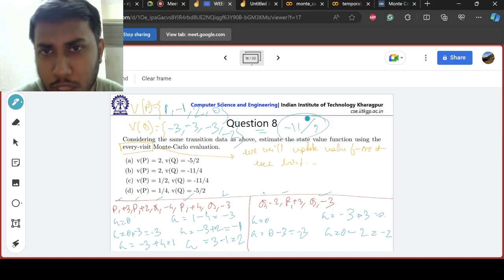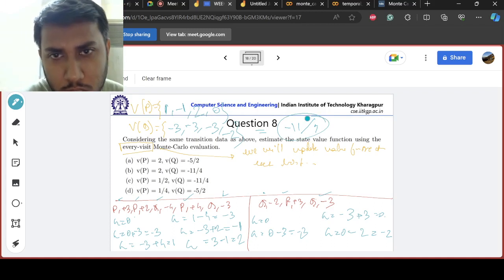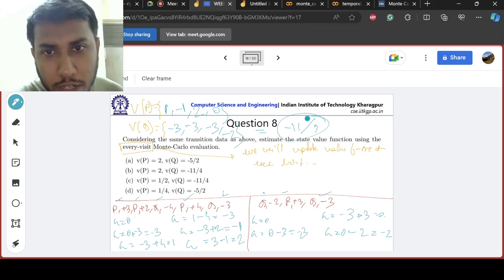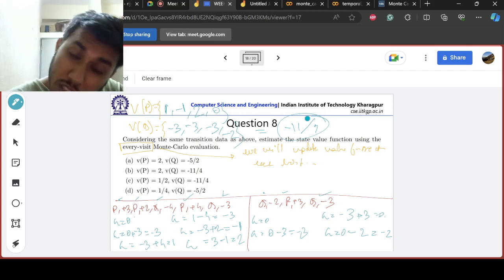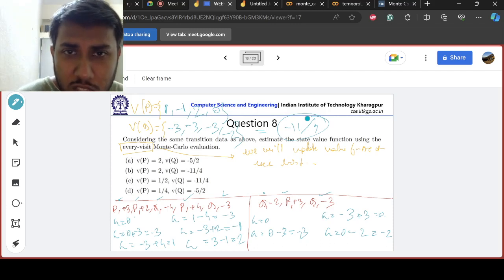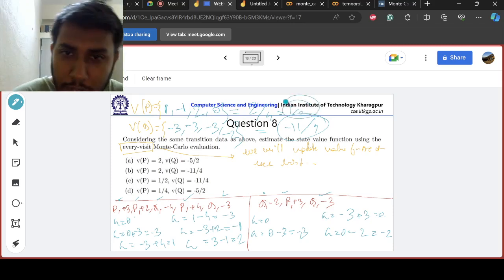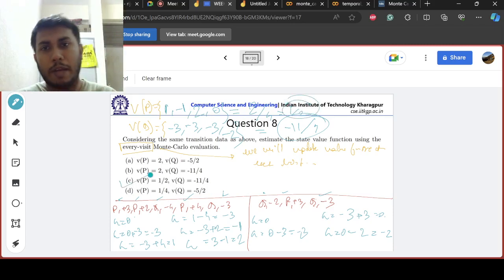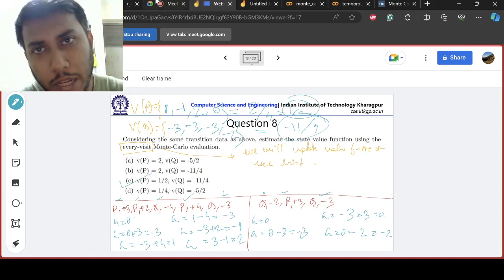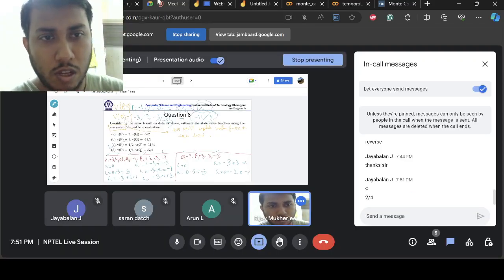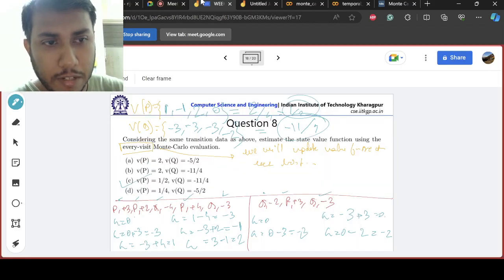Now for value P, you are getting this value total 2 divided by 4, that is 1 by 2. So the correct answer is option C, VP is 1 by 2 and VQ is minus 11 by 4. Yeah, correct.